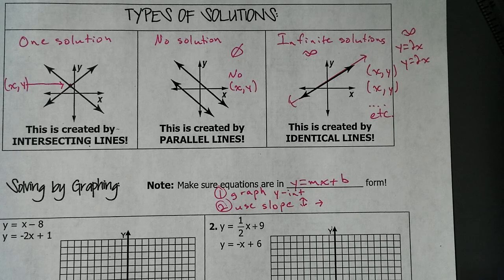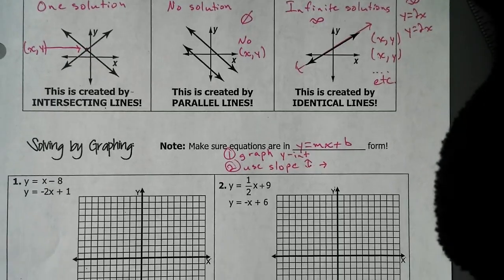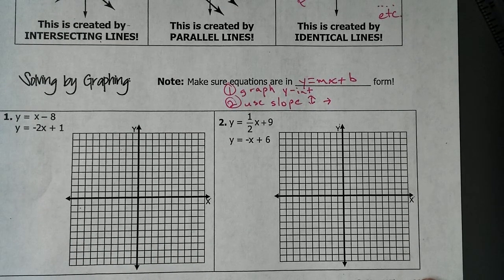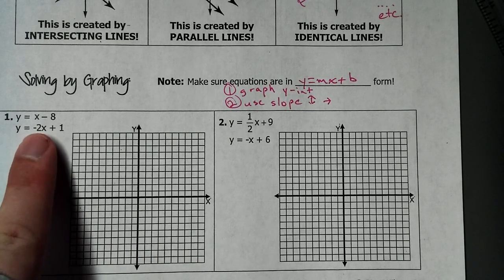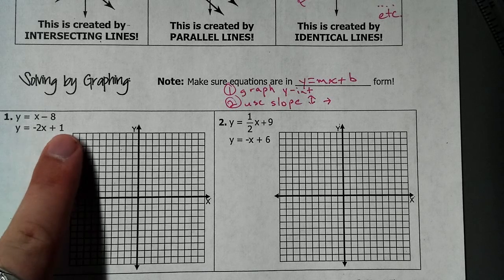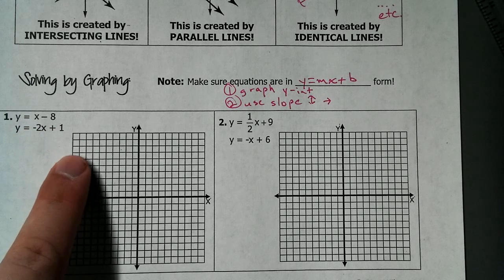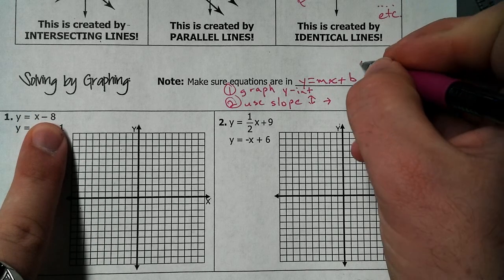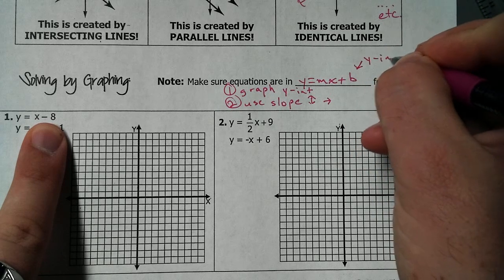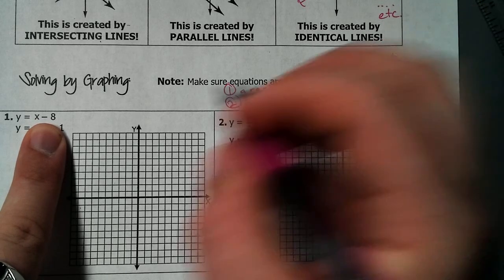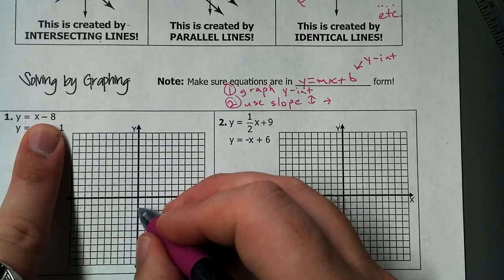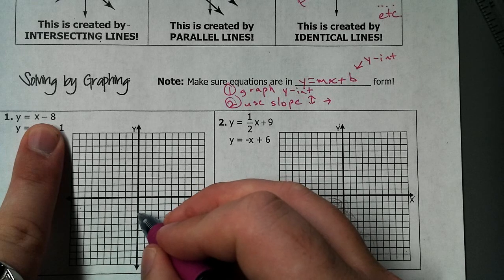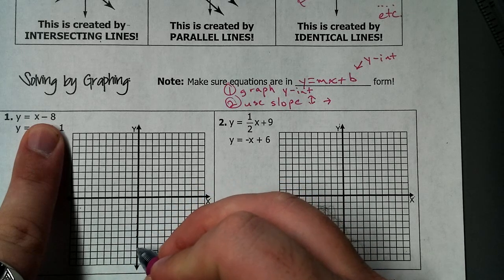So there we go. Now, let's practice a few of these. On the first one, we got y equals x minus 8. Well, is this in slope-intercept form? Yes. Is this one in slope-intercept form? Y equals negative 2x plus 1? Yes. So we can immediately go to graphing. Now, let's graph our y-intercept. Remember, your y-intercept is going to be that number at the end. So our y-intercept here is at negative 8. Negative 1, 2, 3, 4, 5, 6, 7, 8. There we go.